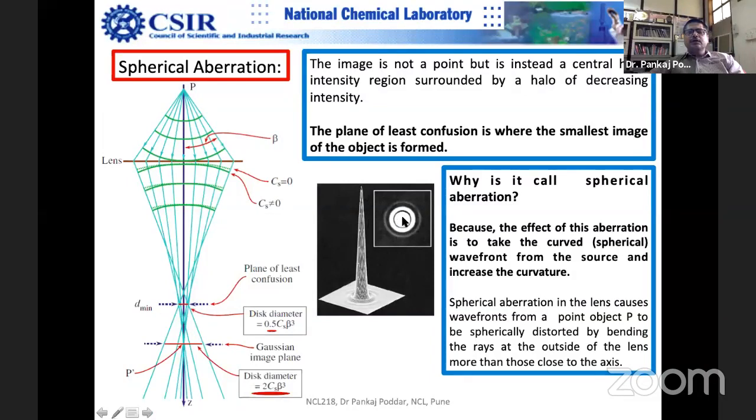You can see that this is a central bright spot, and then there is a dark fringe, and then there is a second one, and then there is a dark one, and then the light one. So intensity basically rapidly drops.